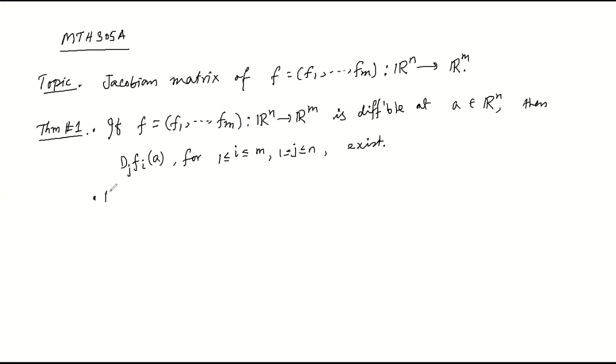Moreover, furthermore, the Jacobian matrix f prime at the point a is given by the jth partial derivative of the ith component function at the point a, and this is an m cross n matrix. So this is an m cross n matrix.